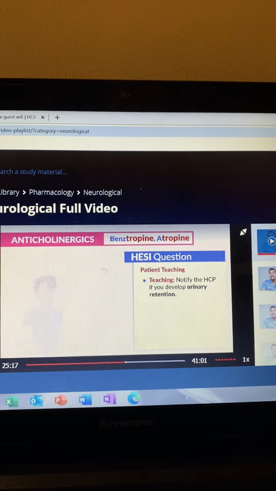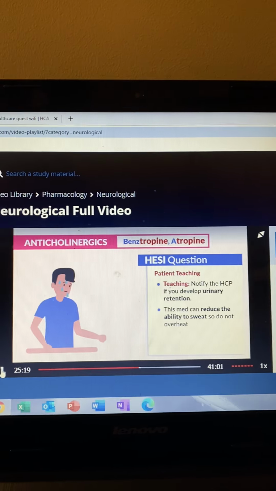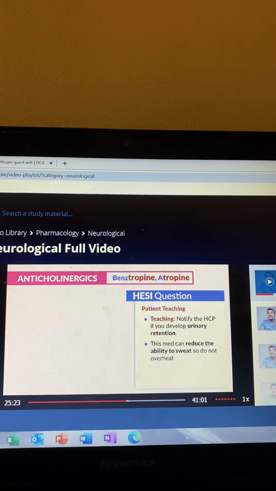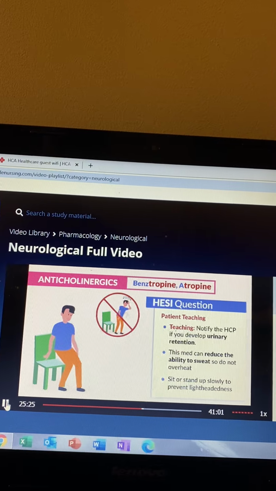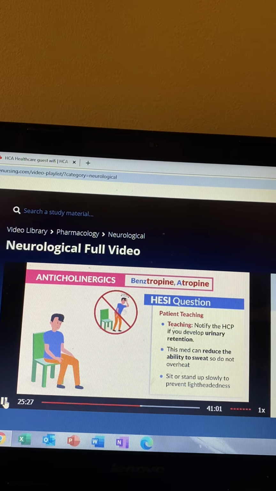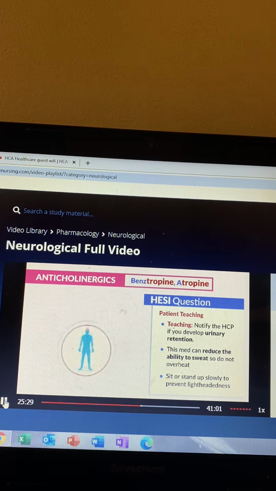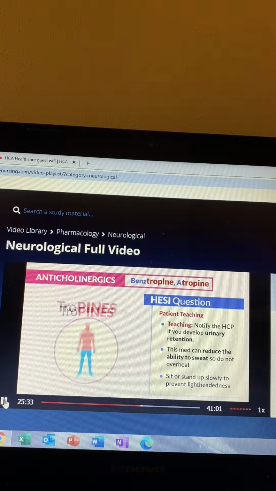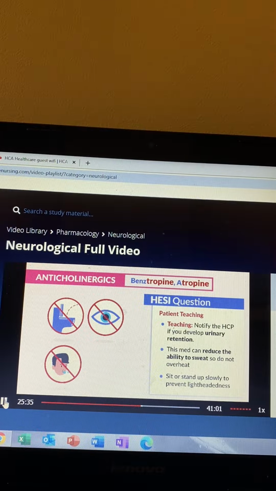retention. Secondly, this medication can reduce the ability to sweat, so don't overheat. And lastly, sit or stand up slowly to prevent that lightheadedness. So guys, just remember here, once again, you get really dry with atropine. So no pee, no see, no spit, and no poop.